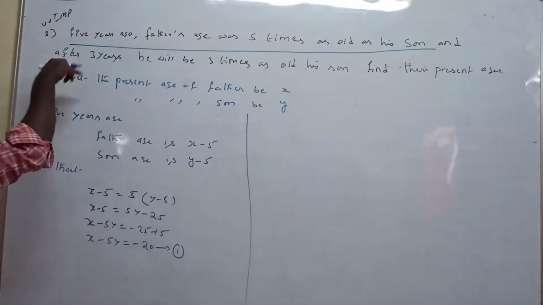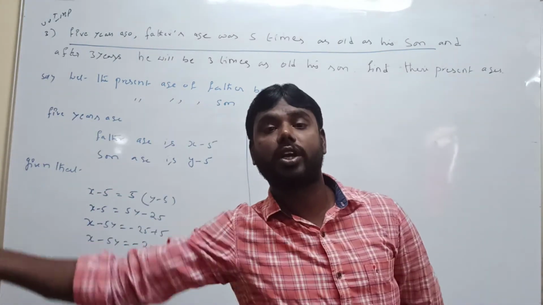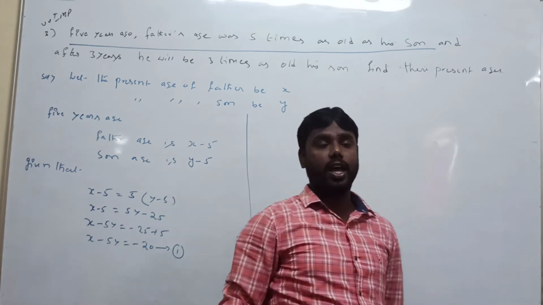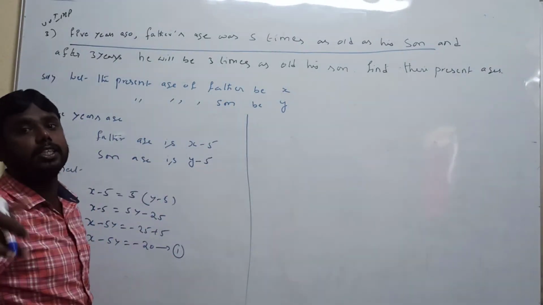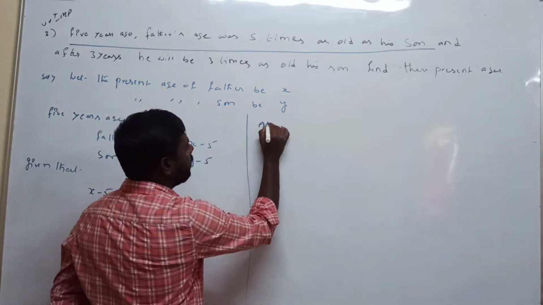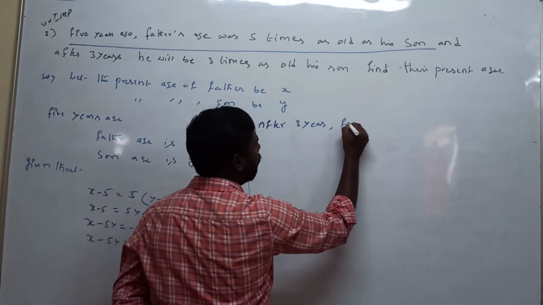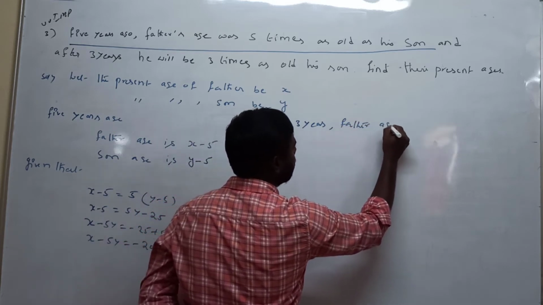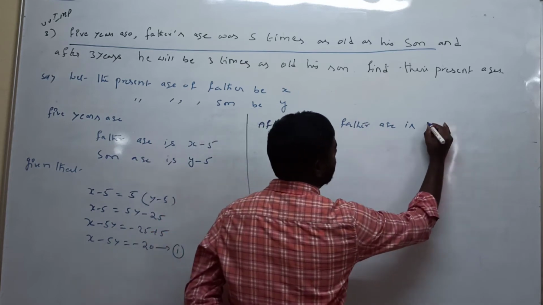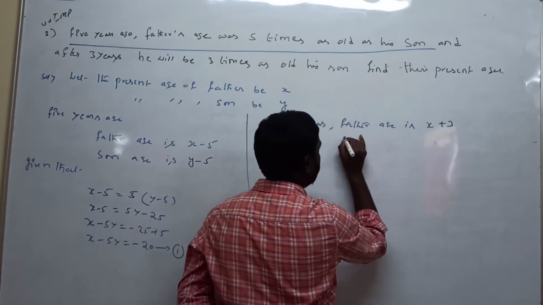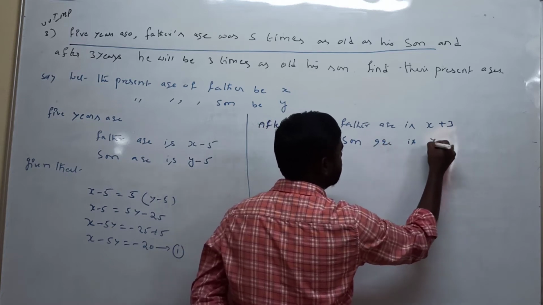Next, after 3 years. After 3 years, you should add the 3 years. Similarly, the present father's age is x. After 3 years, it means x plus 3. The present son's age is y. After 3 years, it is y plus 3.